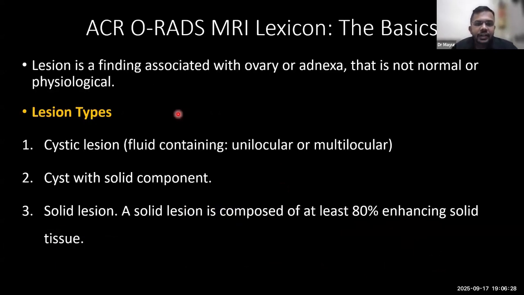A lesion is a finding associated with the ovary and adnexa that is not normal or physiological. The types of lesion as per the lexicon are divided into cystic lesions, that is, fluid containing lesions which can be unilocular or multilocular; cysts with solid component; or solid lesions which contain at least 80% enhancing solid tissue.